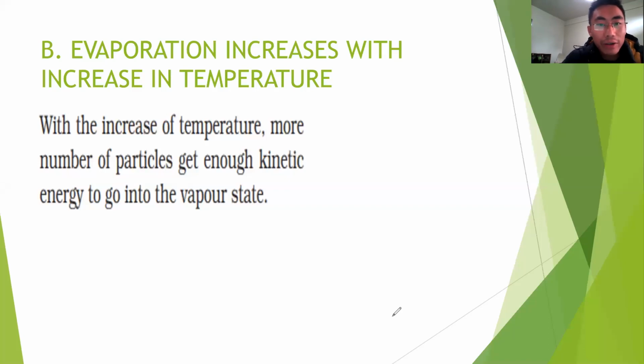Then evaporation increases with increase in temperature. With the increase of temperature, more number of particles get kinetic energy, okay, to go into the vapor state. Now this is just a repetition. We all know that particles are continuously moving, and when the temperature increases, that heat energy is converted into kinetic energy. So the kinetic energy increases, okay? And on increasing the kinetic energy, there comes a time where the kinetic energy becomes much stronger than the forces of attraction, right? The intermolecular forces of attraction. So it changes its state from liquid state to vapor state, okay?